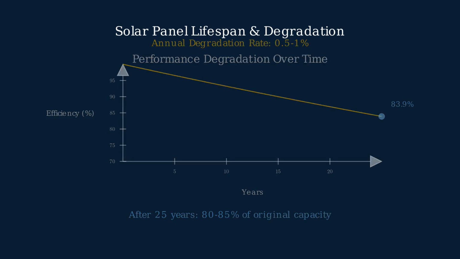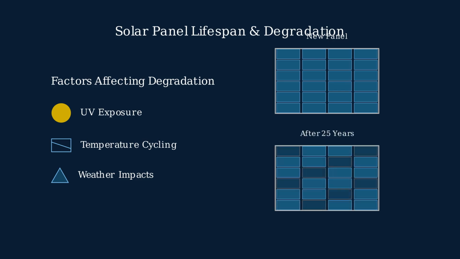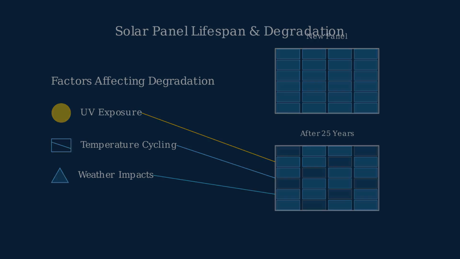Several factors contribute to solar panel degradation over time. The three main causes are ultraviolet exposure from sunlight, temperature cycling as panels heat and cool, and various weather impacts, including wind, rain, and hail. Despite these degradation factors, solar panels remain one of the most durable power generation technologies available today, with a significantly longer operational life than many alternatives.